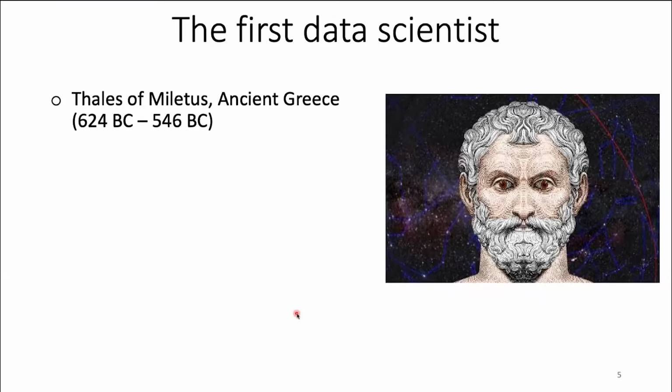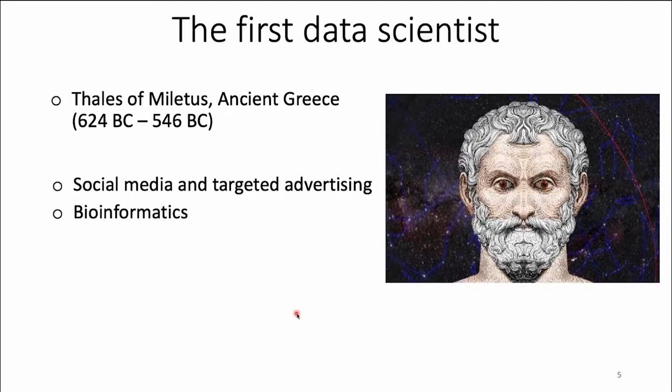So he made quite a bit of money by applying the data of the weather and actioning that data to make a prediction. He should buy the olive presses. He had a good outcome, an increase in his bank account. So that's an interesting story of the first known data scientist. Of course, since ancient Greece, there have been quite a few more instances of data science in the world, in application to social media, suggesting friends, for instance, and targeted advertising. If you search for shoes on Facebook, you might see some ads for different brands of shoes pop up.